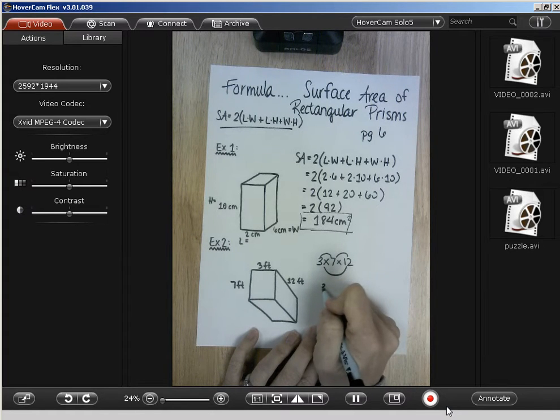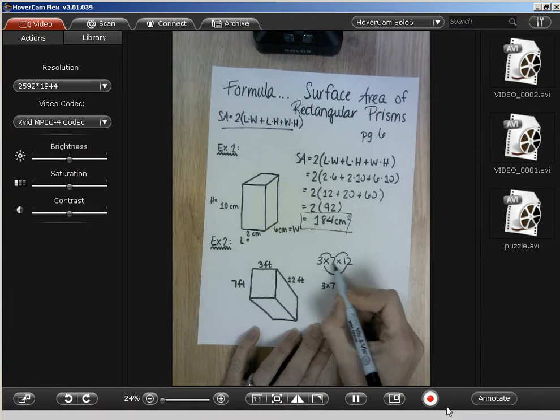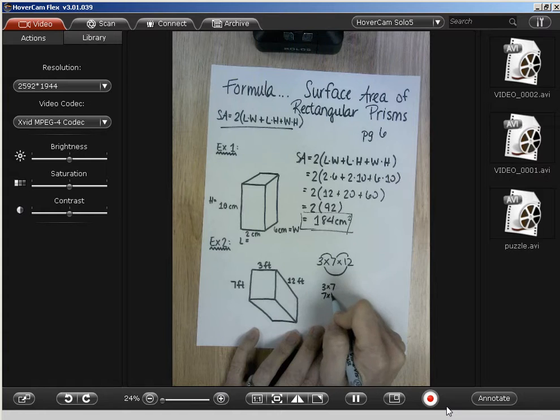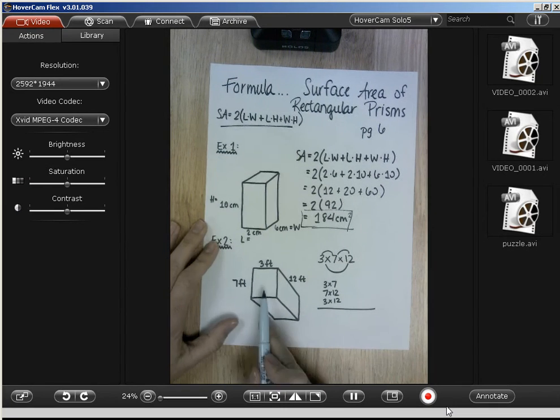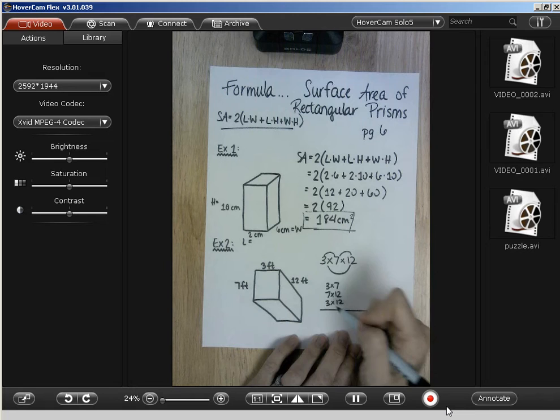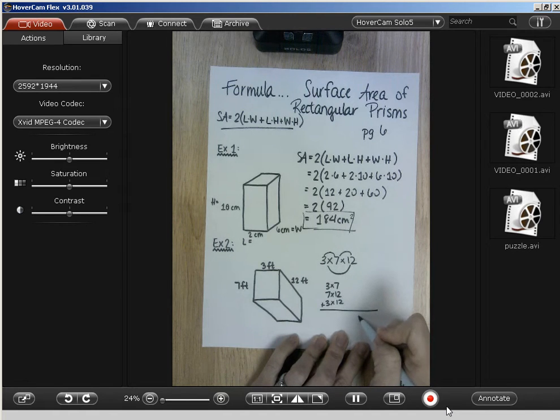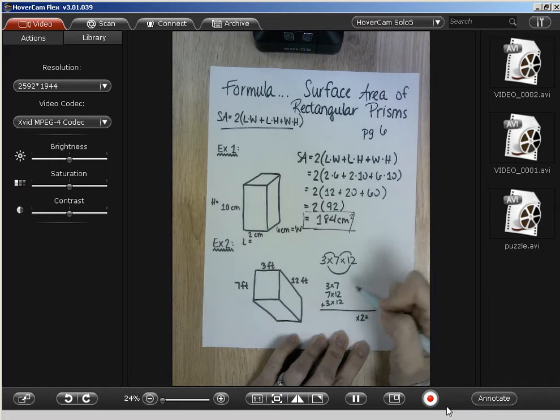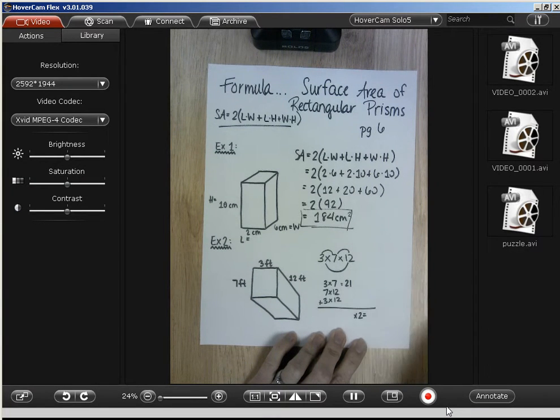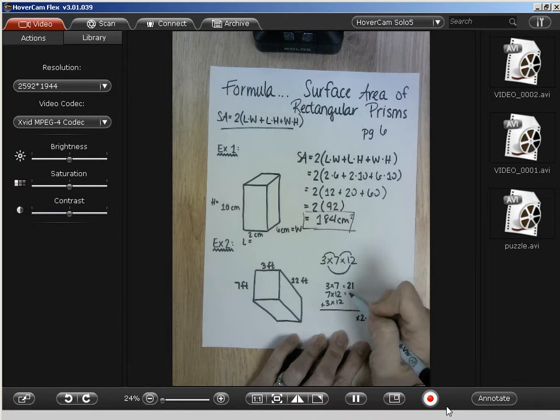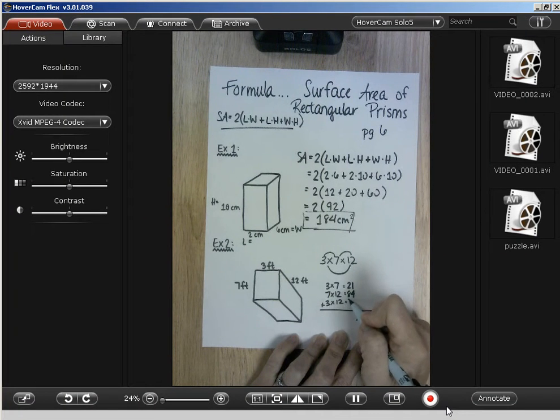So 3 times 7, I know that's going to be one of my problems. And then 7 times 12, and then 3 times 12. I know I'm going to find each of those areas and add them together, but that's only representing 3 of the sides. So after I add all those together, I have to multiply by 2 to represent the sides that we don't see. So 3 times 7 is 21. 7 times 12 is 84. 3 times 12 is 36.